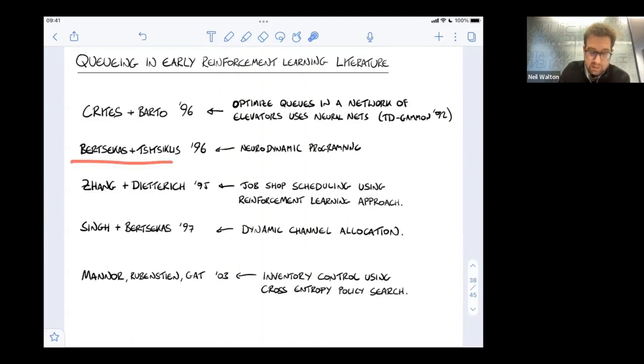Then the first book in the area, by John Tsitsiklis, who is a very well-known queuing theorist as well as working in optimization and control. Also for problems like job shop scheduling, there were early reinforcement learning approaches applied. Then Singh and Bertsekas for dynamic channel allocation for telephony problems, and relating to Manuel's talk, things like the cross-entropy method, one of the first policy search algorithms, being used for inventory control back in 2003.